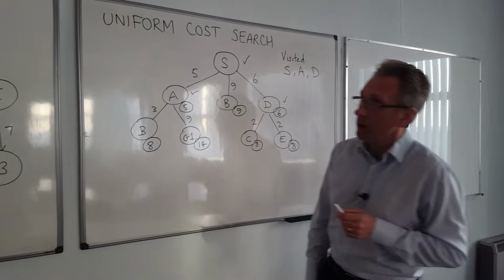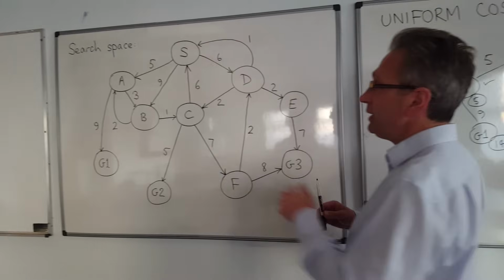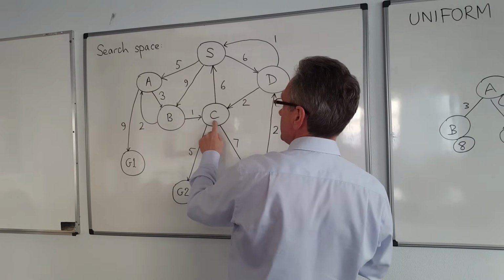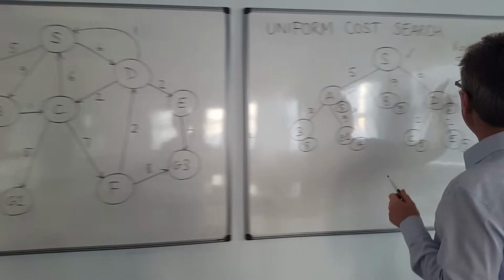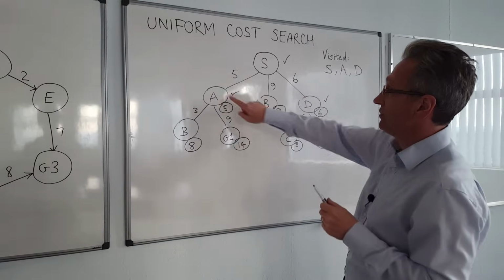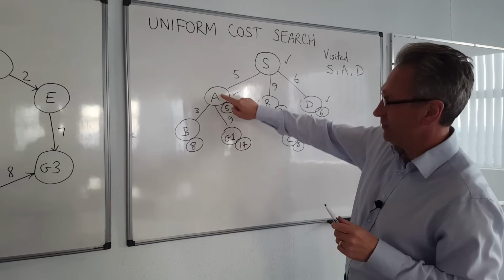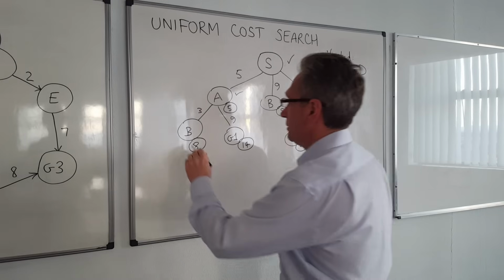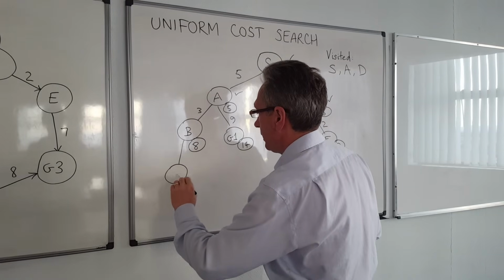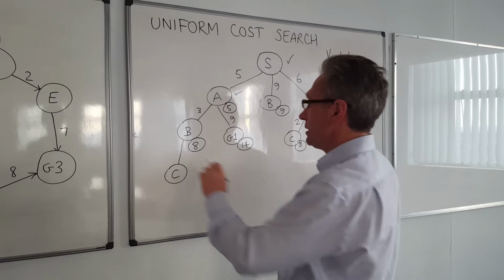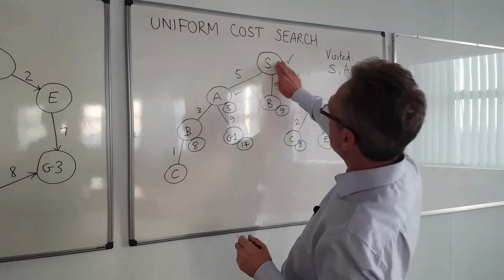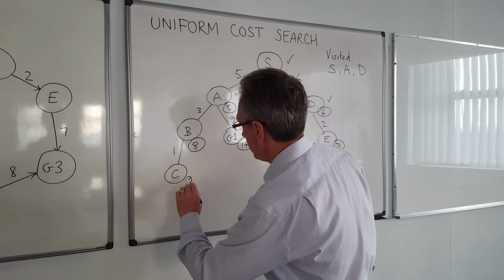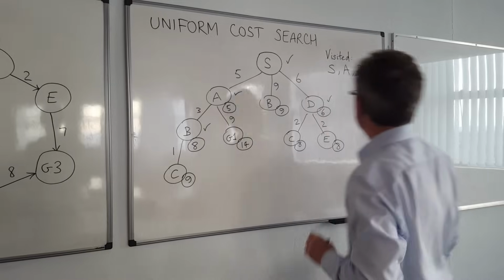So we look at the graph and we look at B. Well, from B, we can go to A and we can also go to C. But A is already on the visited list. In fact, it's visited on this very path here. So there's no point in going back to it. However, we can go to C. So we'll put that into the tree. So from B to C is a cost of 1. And so the total cost along that path from S to C is now 9, and B is visited.